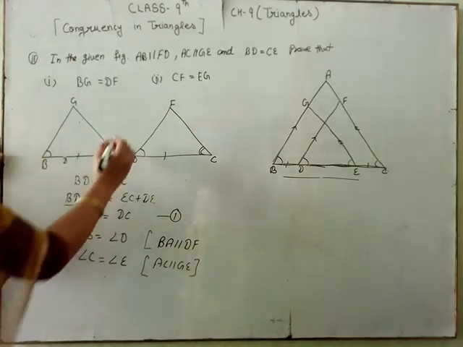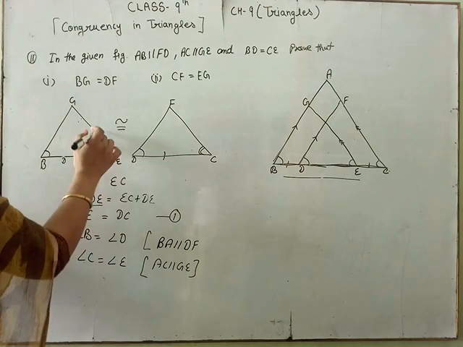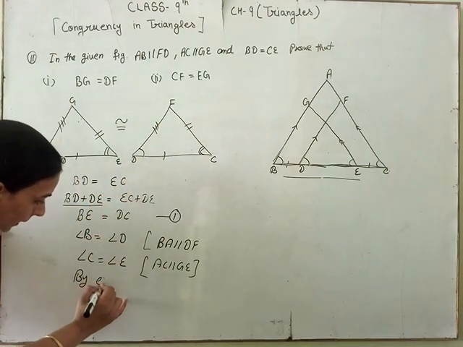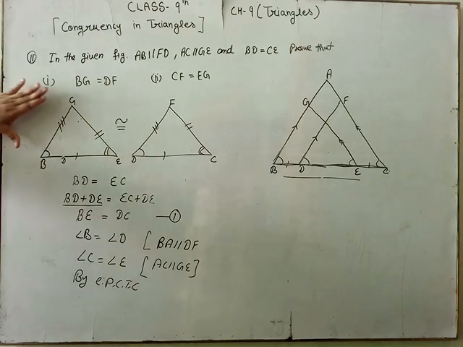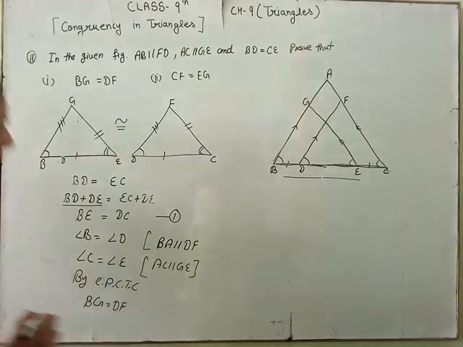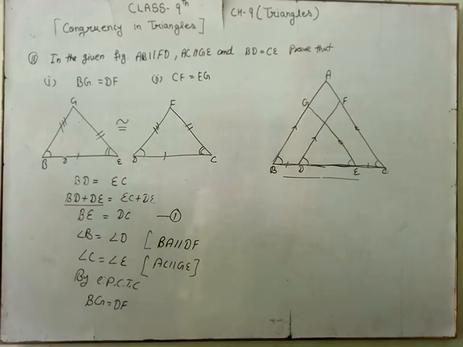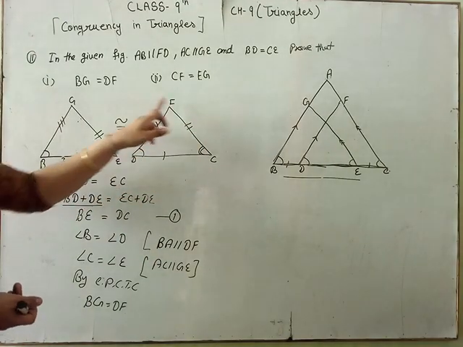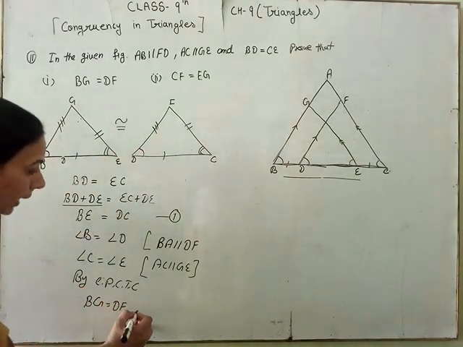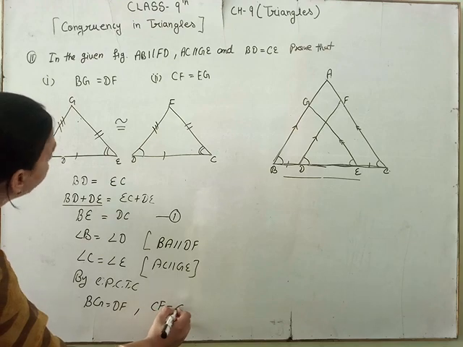Then these two triangles are congruent. Then by CPCTC, this is already equal, this equals this and this part equals this. Then by CPCTC, BG equals DF. And in the second part, CF equals EG, the same by CPCTC. This equals this and this part equals this. The second part is also complete. Then CF equals EG.